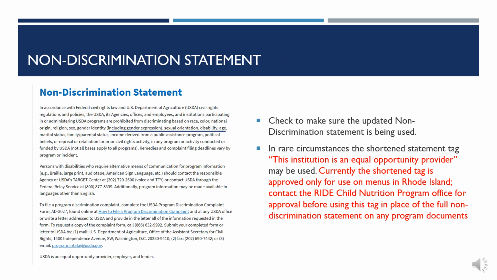Please check to make sure that the updated non-discrimination statement is being used. Most currently, you can tell the difference of the newest non-discrimination statement because it includes beyond gender identity, including gender expression, sexual orientation, disability, age, etc. In rare circumstances, the shortened statement tag for the non-discrimination statement, which is "This institution is an equal opportunity provider," may be used. Currently, the shortened tag is approved only for the use on menus in Rhode Island. Please feel free to contact us at RIDE for approval before using this tag in place of the full non-discrimination statement on any other program documents.